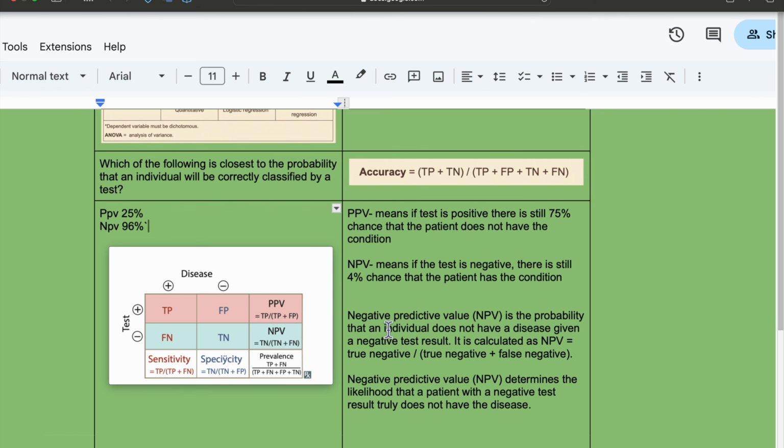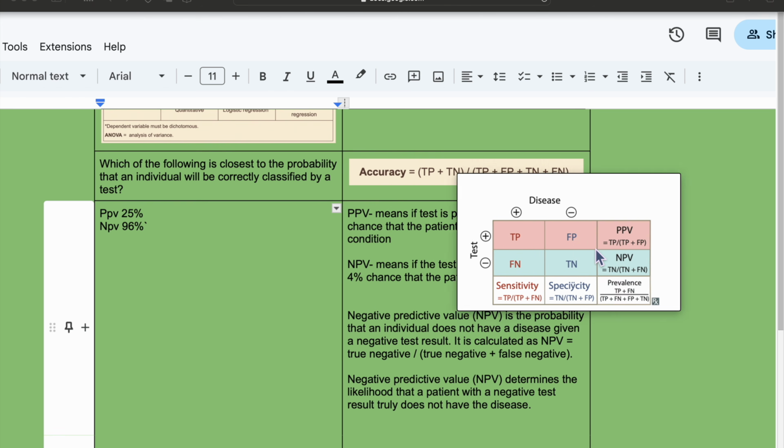Okay. So negative predictive value is the probability that an individual does not have a disease given a negative test result. It is calculated as NPV equals that. Negative predictive value, NPV, determines the likelihood that a patient with a negative test result truly does not have the disease. Okay. Some different questions.